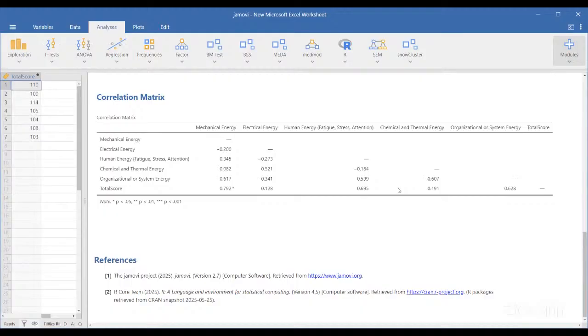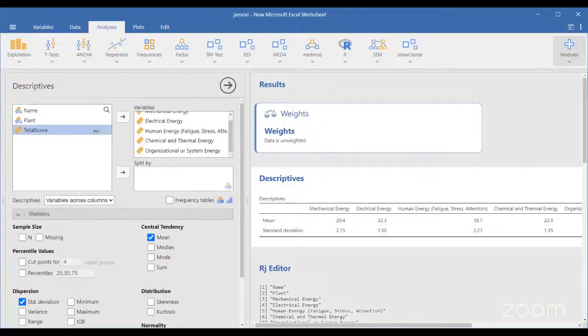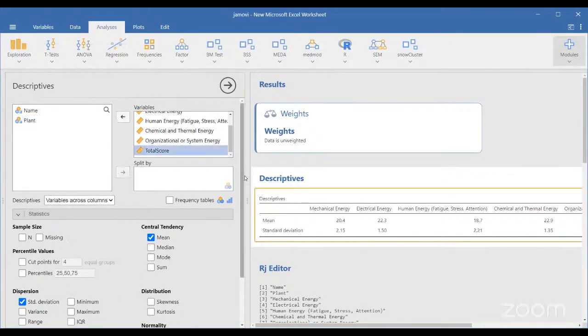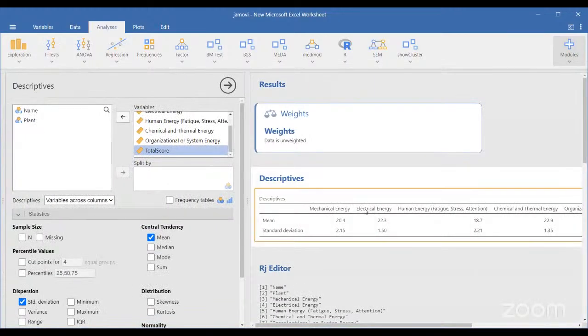Okay, Farah, now you go to the exploration. Descriptives, right? Descriptives. Even the total score. It is written variables. It is written, not the RG editor. So this is descriptive, sir. Below that RG editor, this is the result.